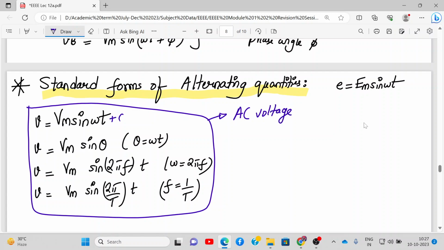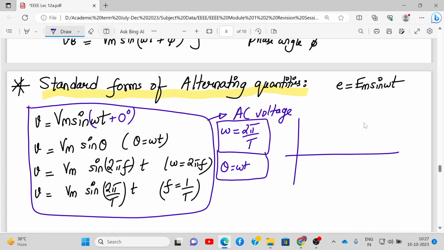Actually, we should have written omega t plus 0 degree. That's the standard form. And what do we know over here? We know that if we compare this one and this one, omega will be equal to 2 pi by T, and theta is omega t. So these are also important relationships, and this is representing which waveform? This waveform over here. Let me highlight this.